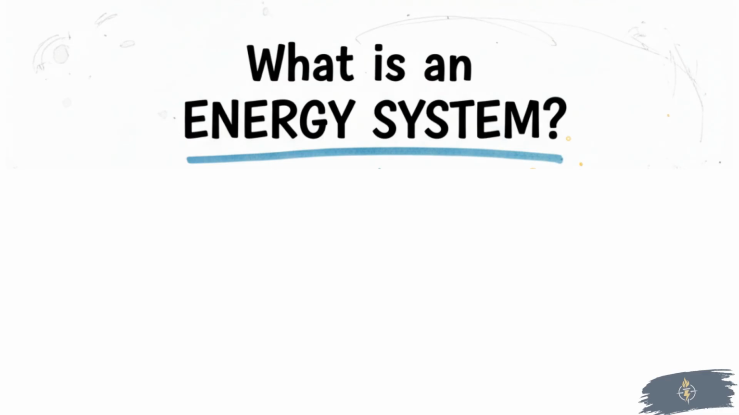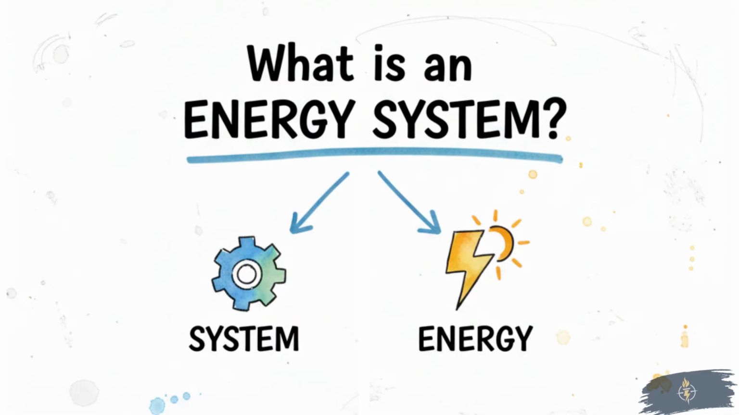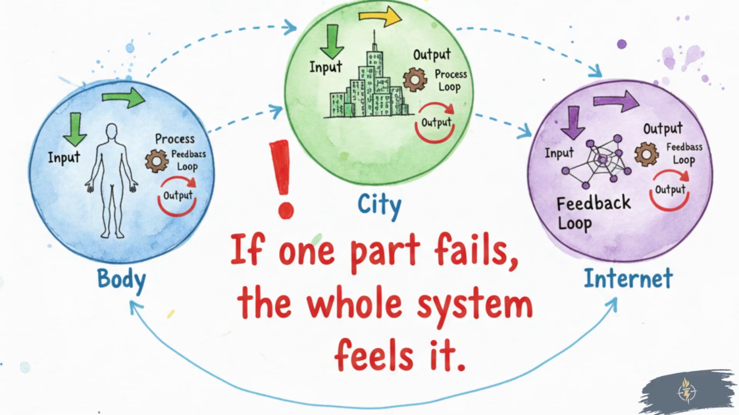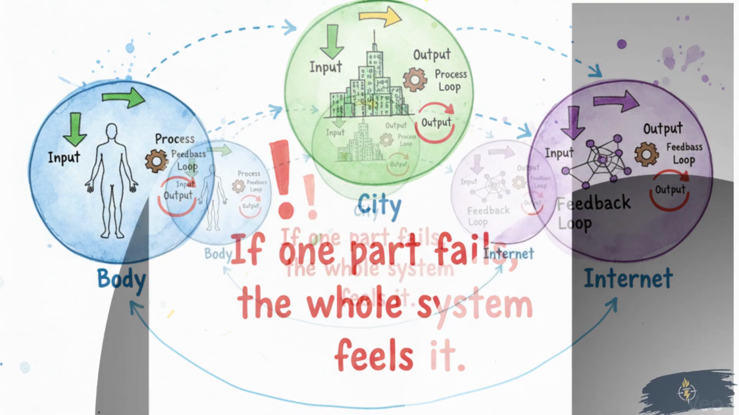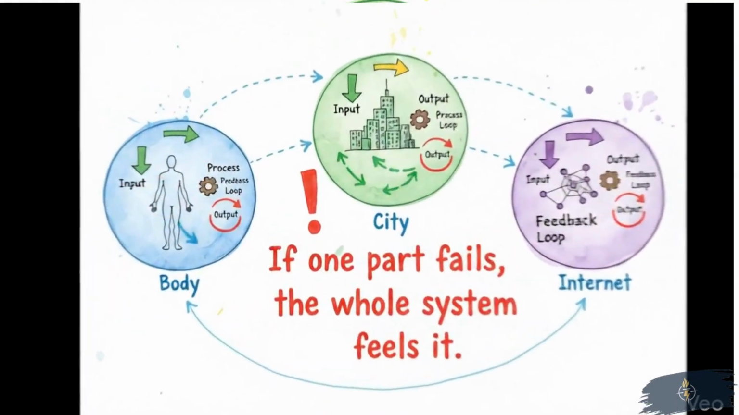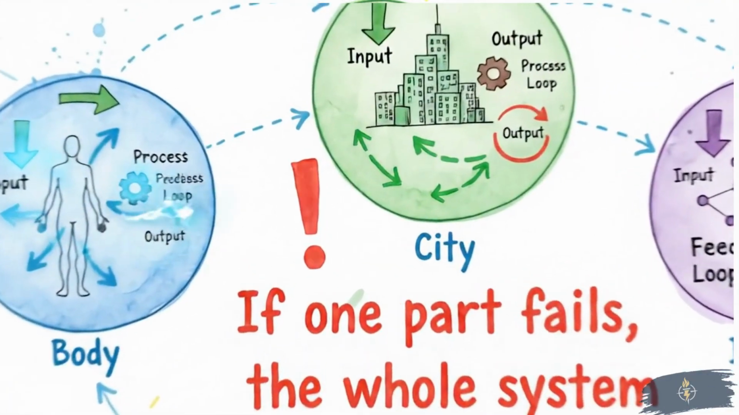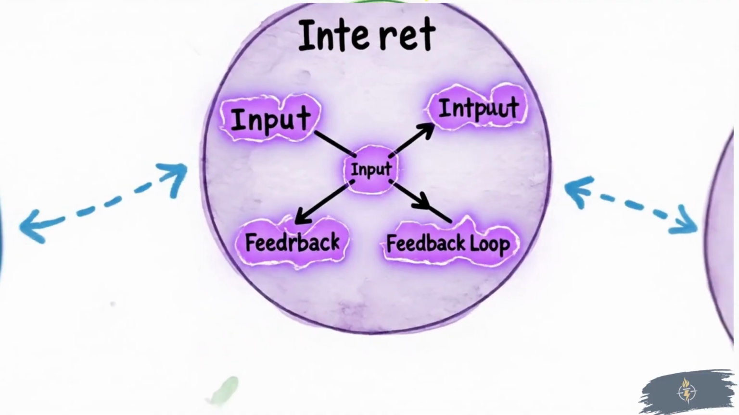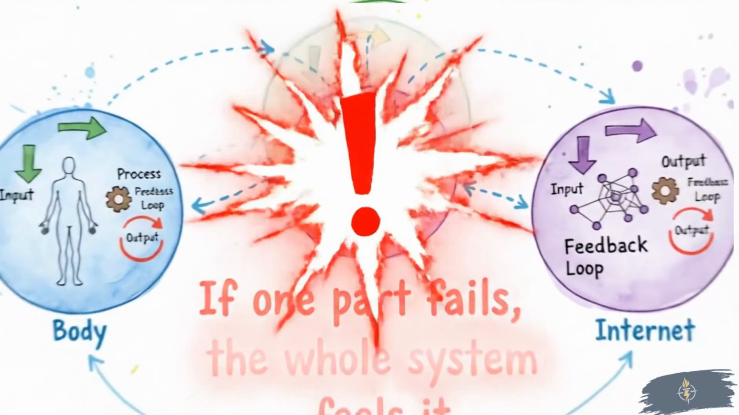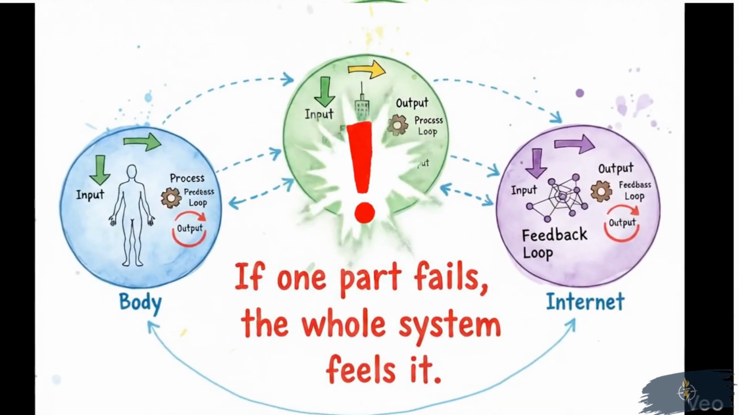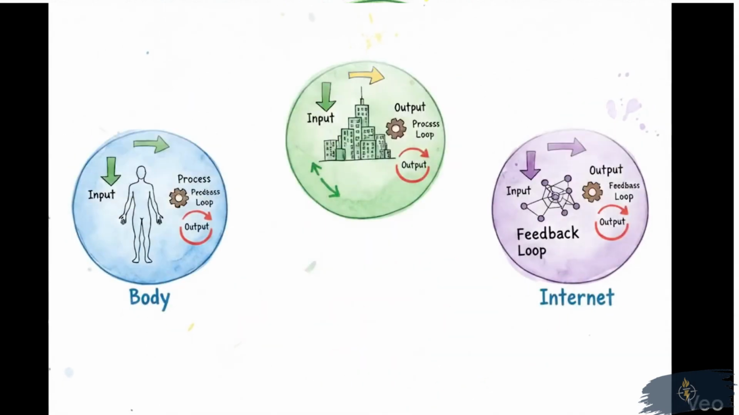So, first things first, what do we actually mean by an energy system? Let's split the term into two parts, system and energy. A system, in simple words, is a collection of components that interact with each other to achieve a purpose. Your body is a system. A city is a system. The internet is a system. Each one has inputs, processes, outputs, feedback, and limitations. If one part fails, the whole system feels it.